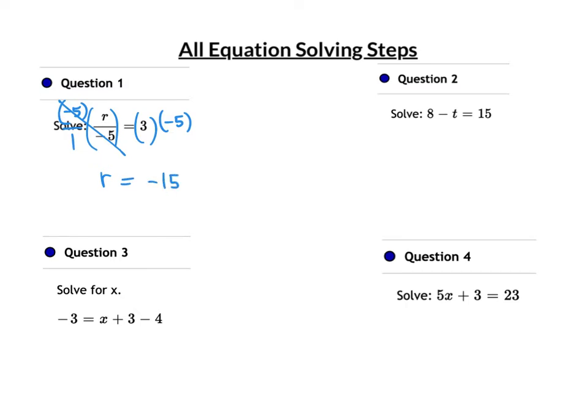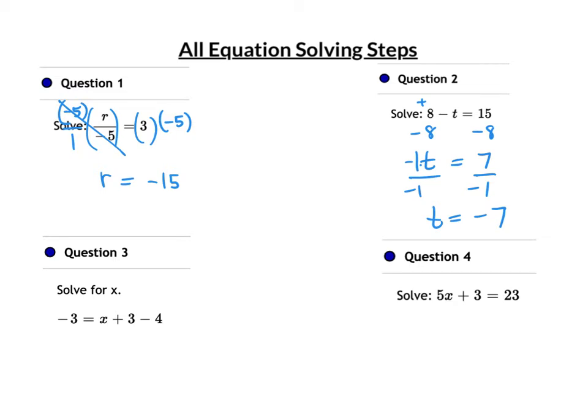For the second one, 8 minus t equals 15. I'm going to get the t by itself. This is a positive 8, so to get rid of it, I would subtract 8. Don't forget the minus on the t. That's a negative t equals 7. Now, there's a 1 in front of that t, actually a -1, and it's -1 times t. So divide both sides by -1, and t will be -7.